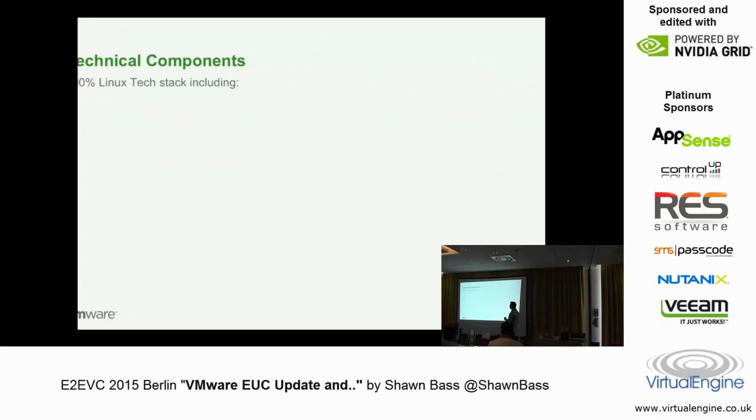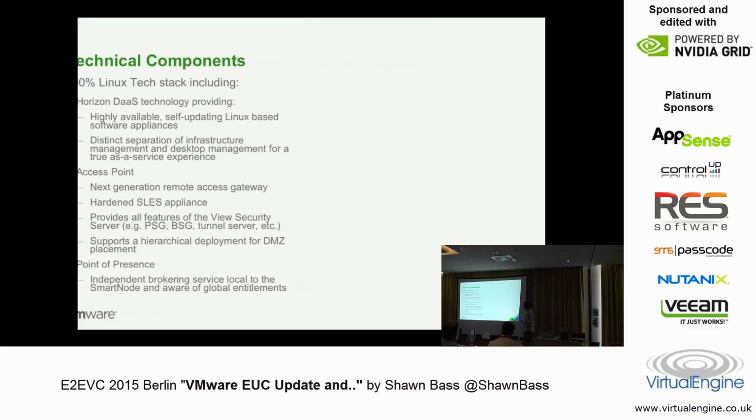So technical components, what's in it? It's a 100% Linux stack. This is very different from existing legacy View, where View is based on a Windows server platform. So these virtual appliances are all Linux, and so is the next generation View Composer. So the future architecture for View will be all Linux-based for the infrastructure hosting components. The desktops, of course, will still be Windows if you want to host Windows desktops.